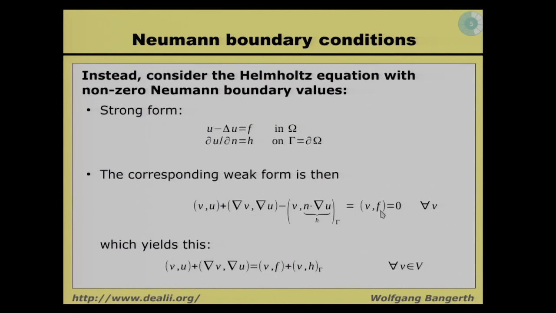Of course, this should not be equal to 0 here. This needs to disappear later in the slides that I've posted. So it goes on the right-hand side, and what I get is v times u plus grad v times grad u equals v times f plus v times h on the boundary. Okay, so that's going to be my weak formulation of the problem.